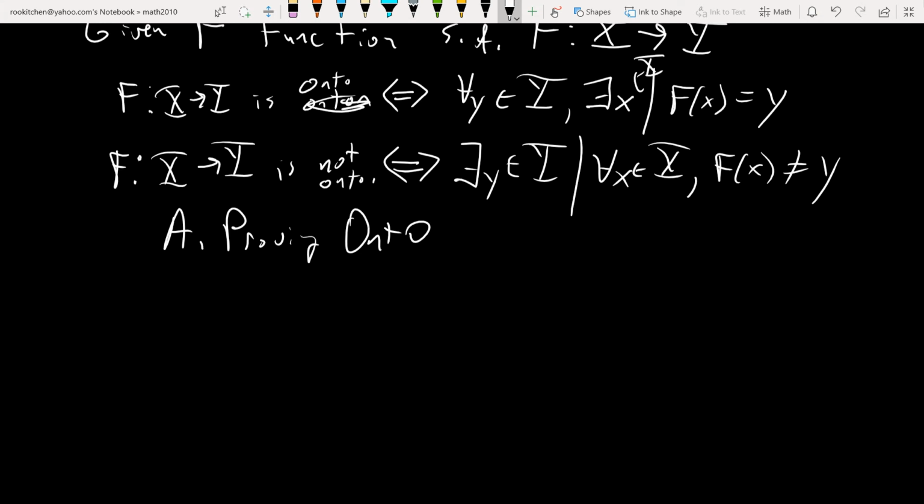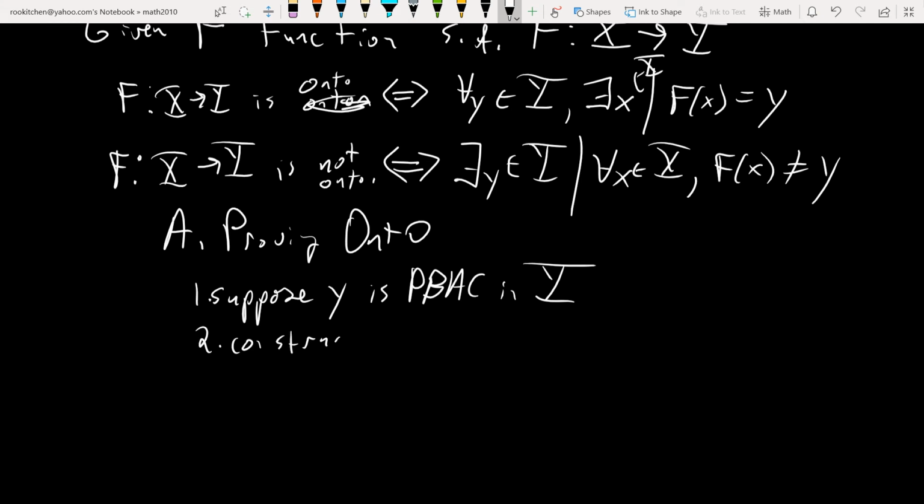Proving onto, you kind of have to back engineer this particular element y in the codomain, or sorry, you have to back engineer the particular x in the domain such that f of that x is equal to y. Okay, so how does that work? We're going to suppose y is any element in big Y, and then we'll back engineer or construct an x in X such that big F of x is equal to y.